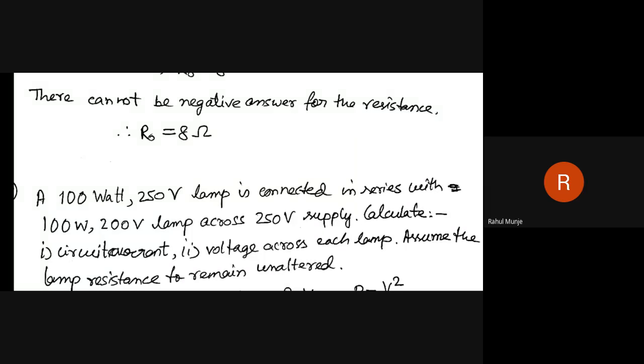What is the formula for finding resistance if you have power and voltage? P is equal to V square by R. Absolutely. So use that and find R for the two bulbs.